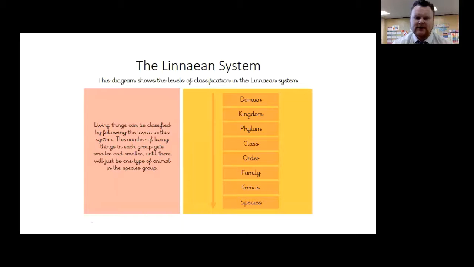And this diagram shows the levels of classification in the system. Living things can be classified by following the levels in the system from the top down. So at the top, domain, kingdom, phylum, class, order, family, genus, and species. Once you've done that, you will find the exact living thing.